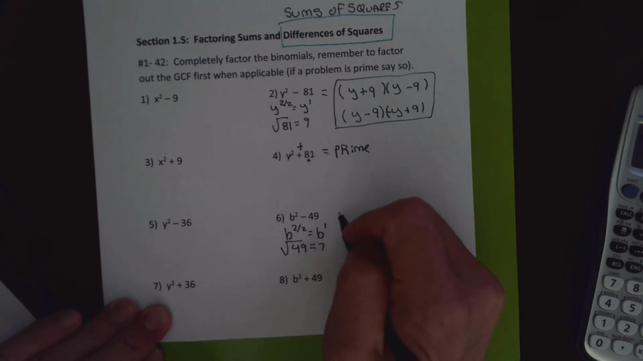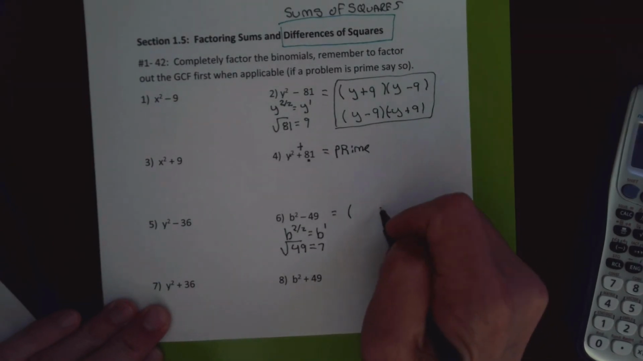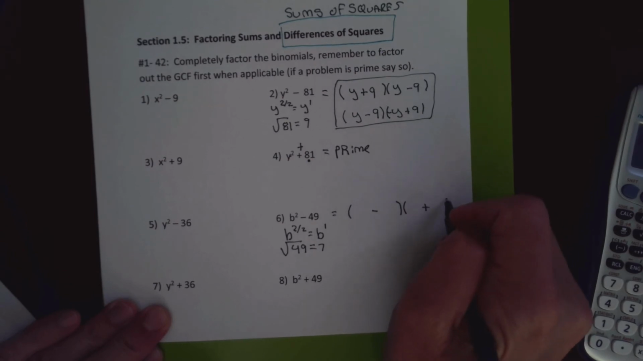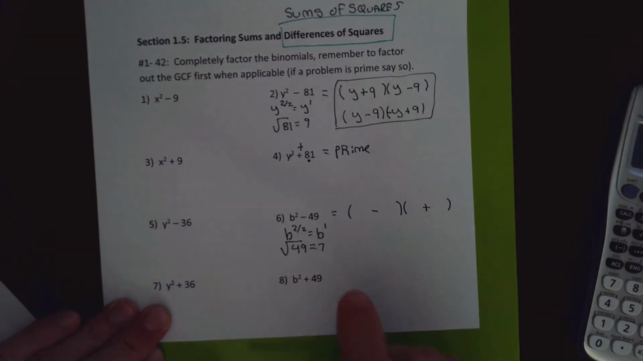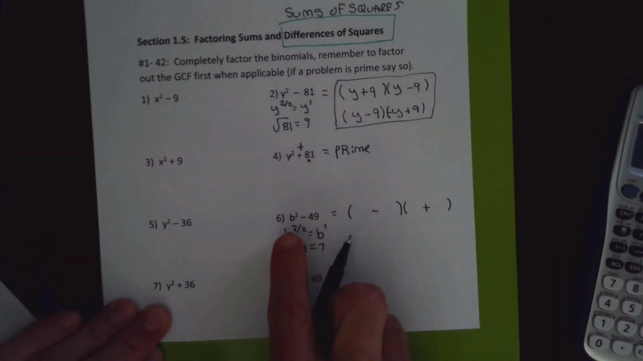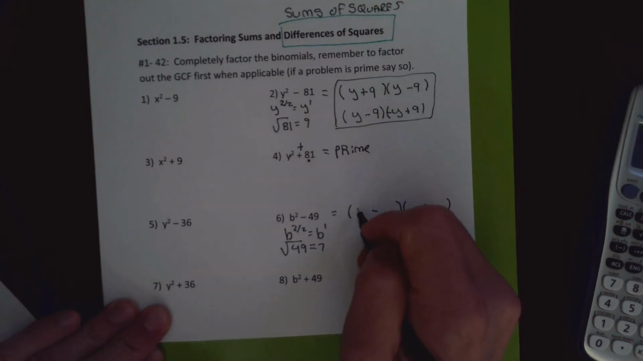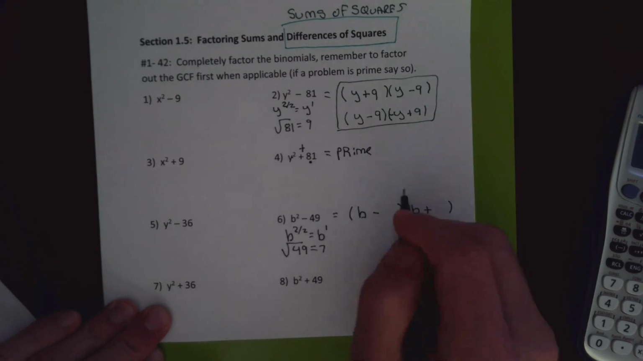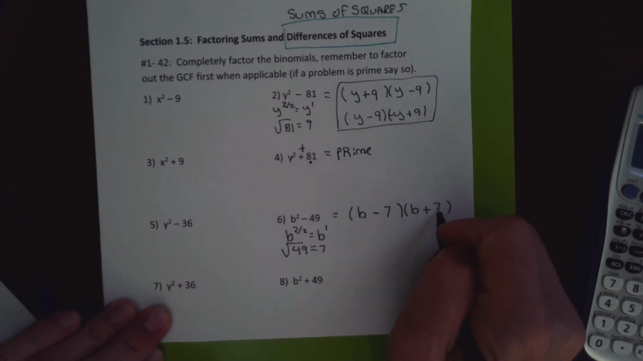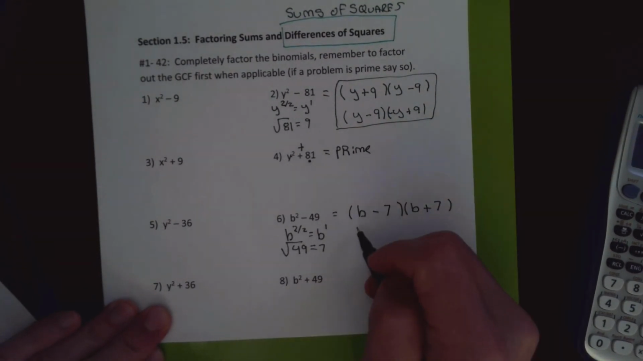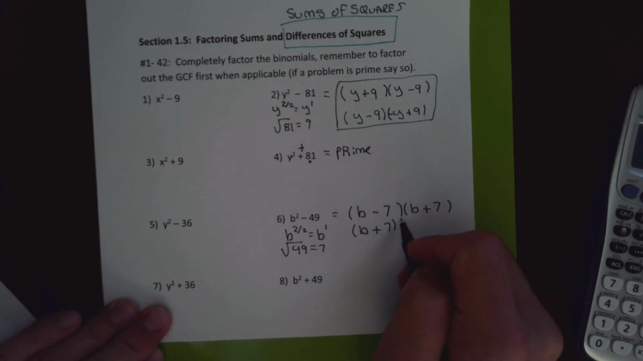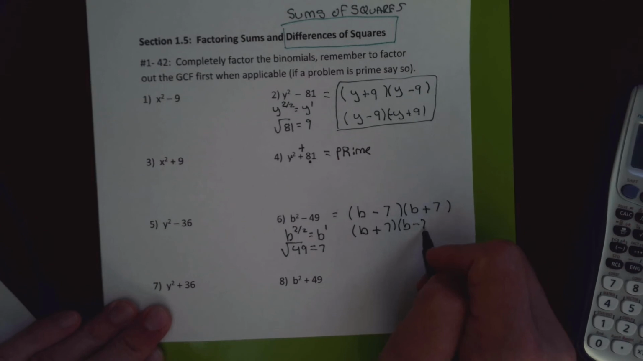Because it's a difference of squares, I get two parentheses. One has a minus, the other has a plus. It doesn't matter if your minus is in the first or the second parentheses. And then I fill up the contents exactly the same. The b's started first, so they go in the first position. The 49 ended, so the 7 that it turns into finishes up. So that could be an answer. Equivalently, the answer could be b plus 7 and b minus 7.